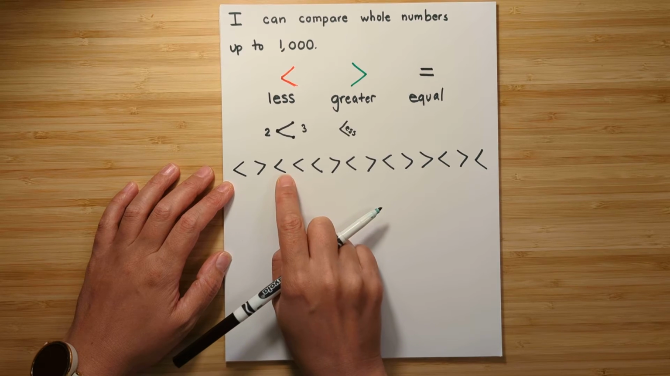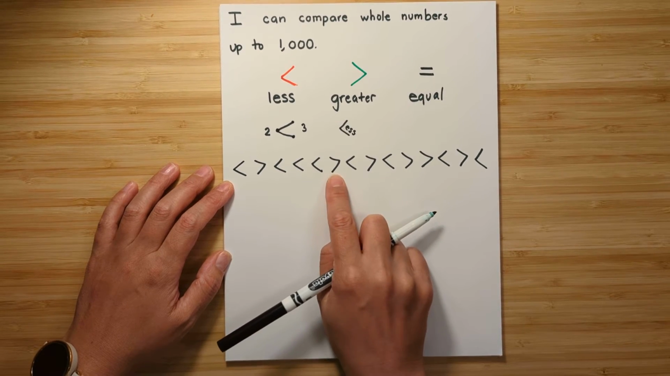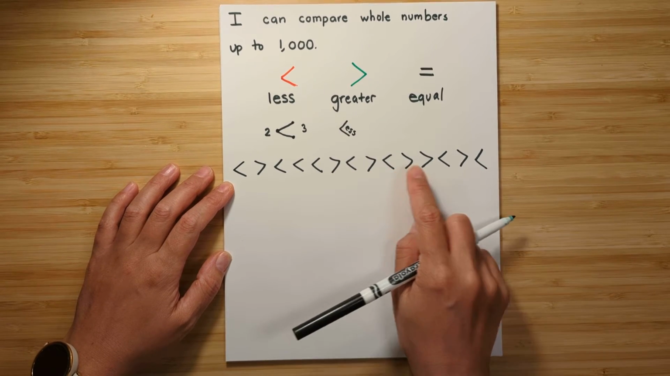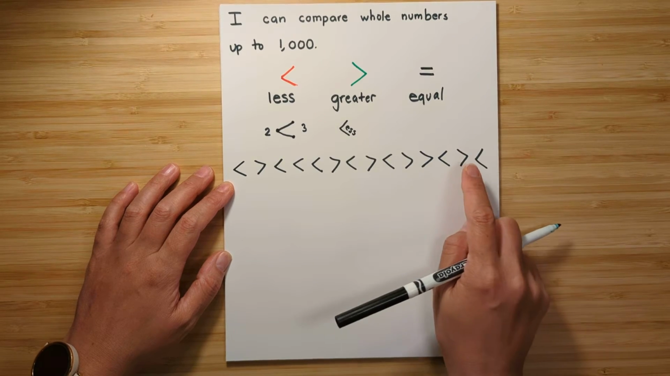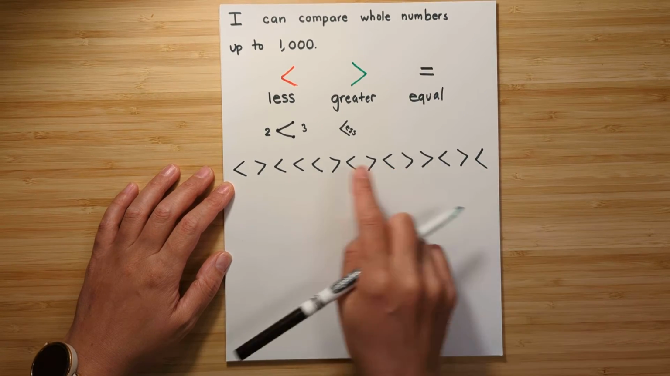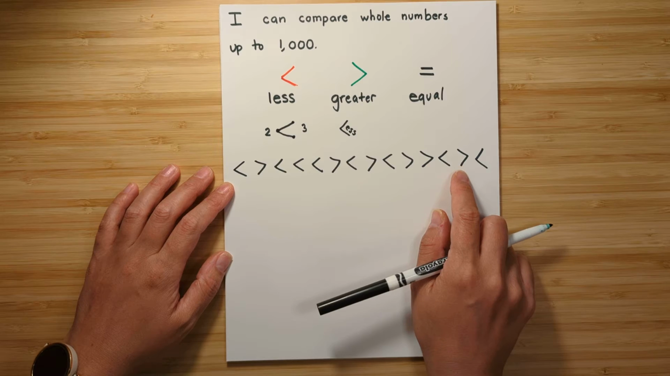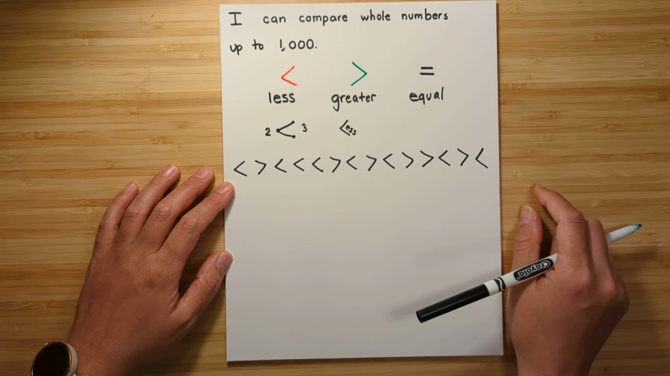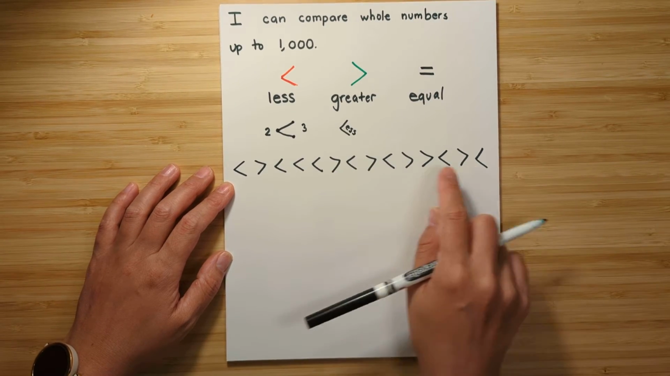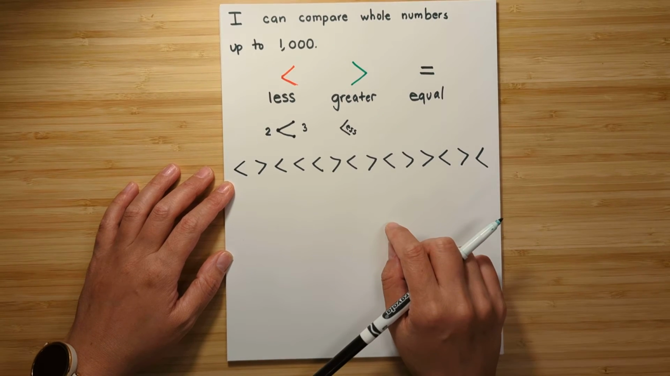Less than, greater than, less than, less than, less than, greater than, less than, greater than, less than, greater than, greater than, less than, greater than, less than. So you can do that by yourself. Practice writing a random string of less than or greater than symbols. And if you can read them like they're words, then you're really good at it.